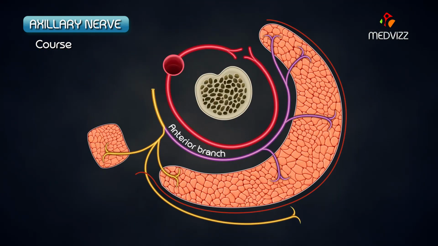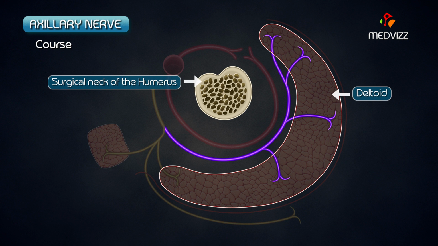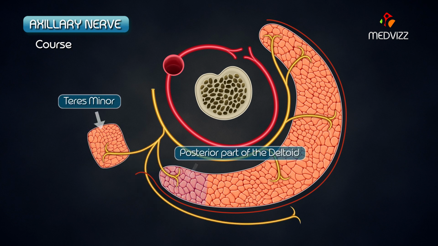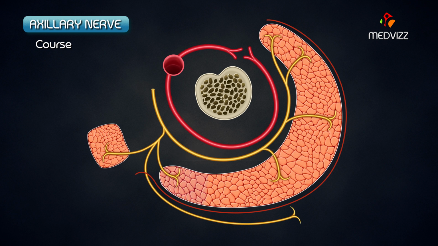The anterior branch continues horizontally between the deltoid and surgical neck of the humerus and supplies the deltoid. The posterior branch supplies the teres minor and the posterior part of the deltoid. This is its motor innervation. Then it pierces the deep fascia to continue as the upper lateral cutaneous nerve of the arm. It supplies the skin over the lower half of the deltoid and is its sensory innervation.